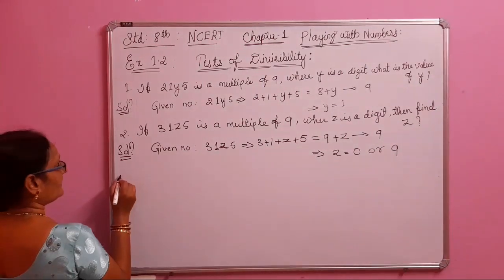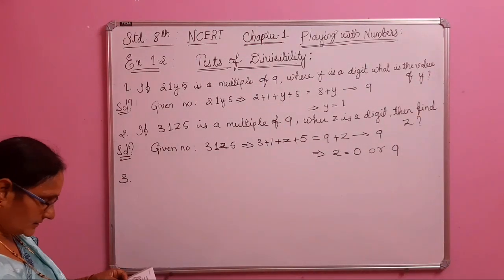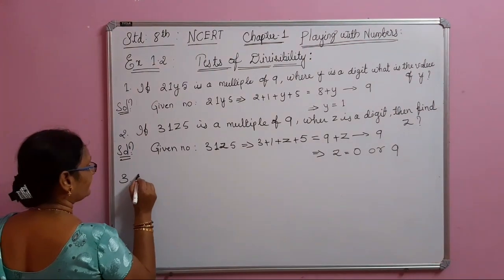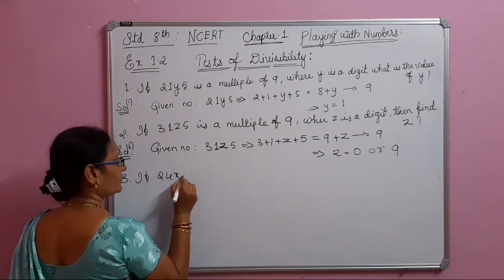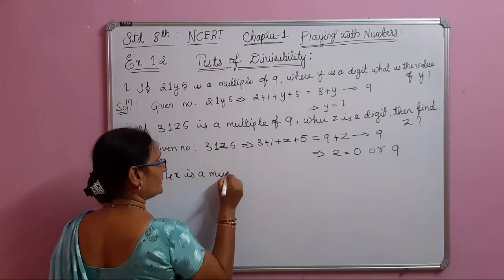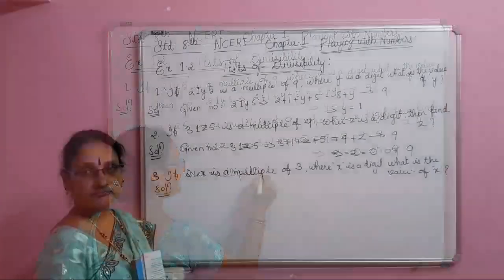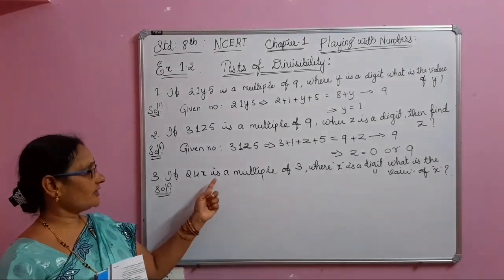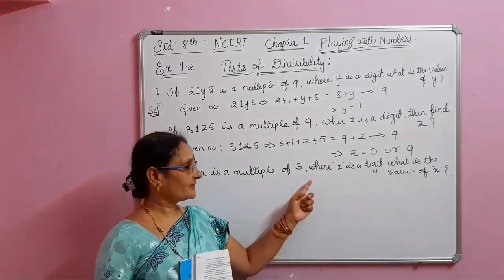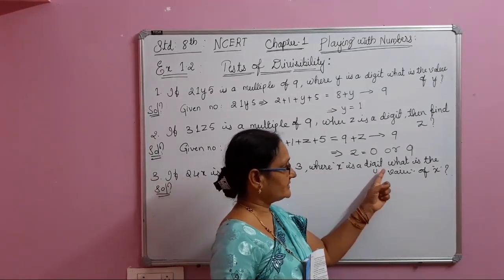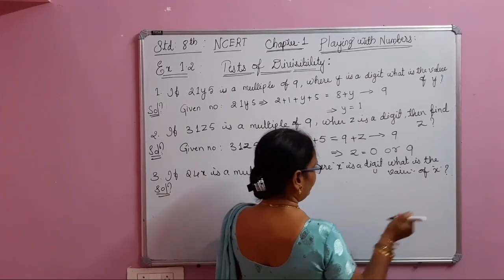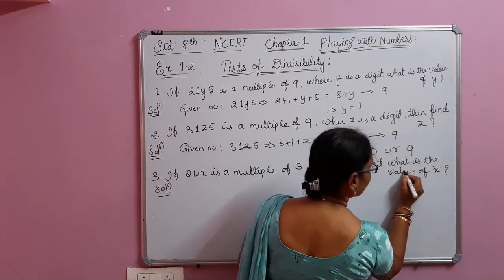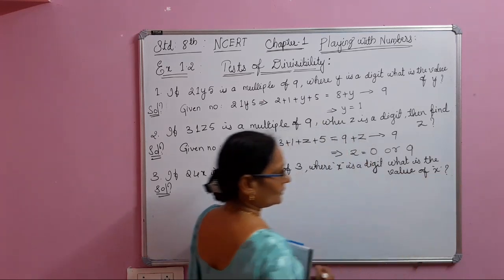So then the third problem is, if 24x is a multiple of 3, where x is a digit, what is the value of x?